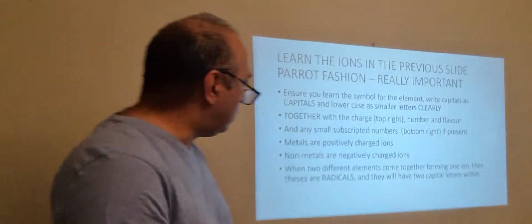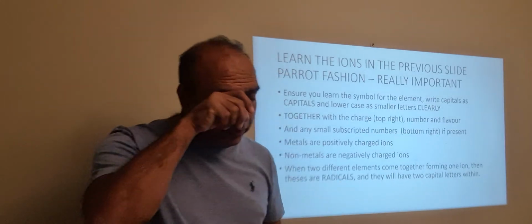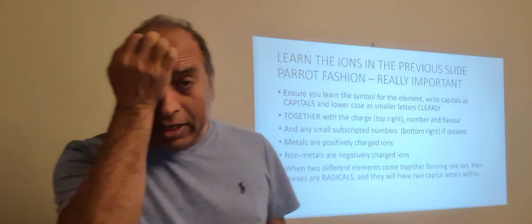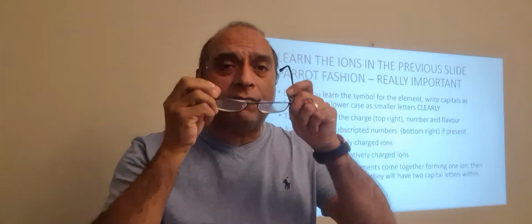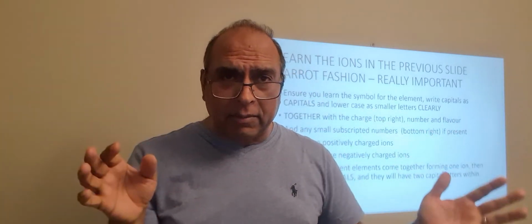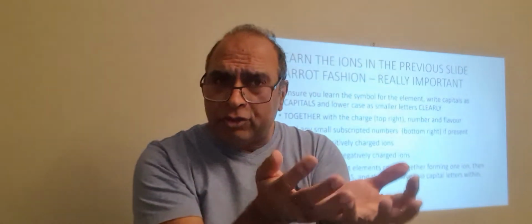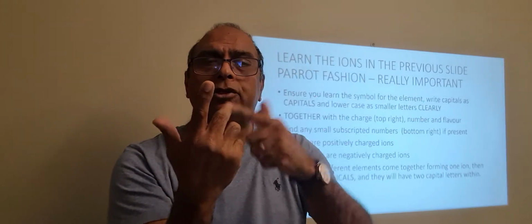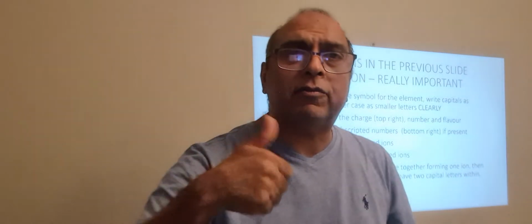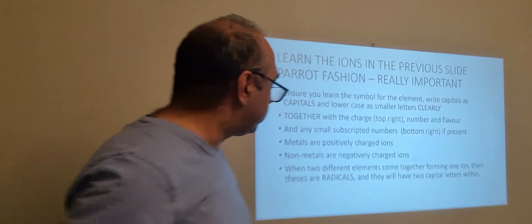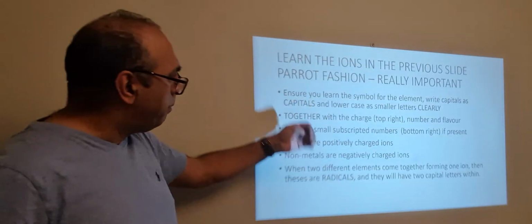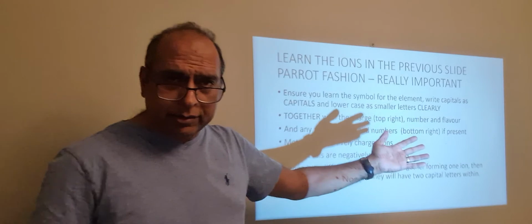Hi lads, so we're back and I asked you to learn the symbols, something like 29 symbols, something like 25 elements involved, because some elements come together and make these radicals. And the radicals are hydroxide and nitrate and sulfate and carbonate. And the positive one is ammonium ions. So, learn the ions in the previous slide, parrot fashion, really important.